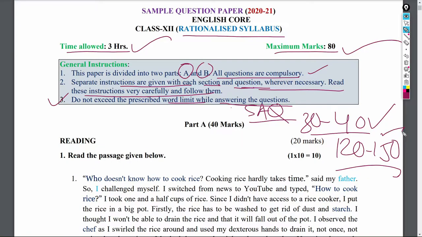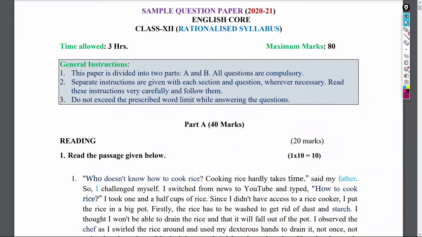Otherwise, in the MCQ type of question, you will have to see the options and apply your own logic and then answer the question accordingly. So now let us continue.